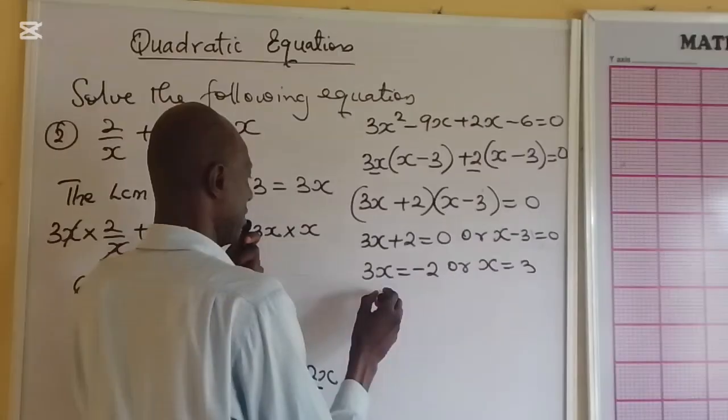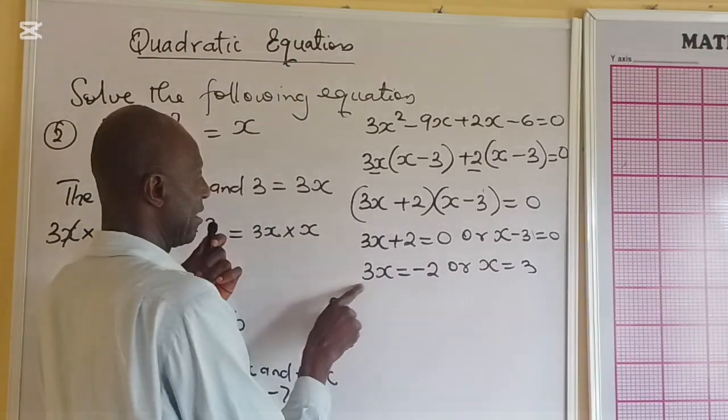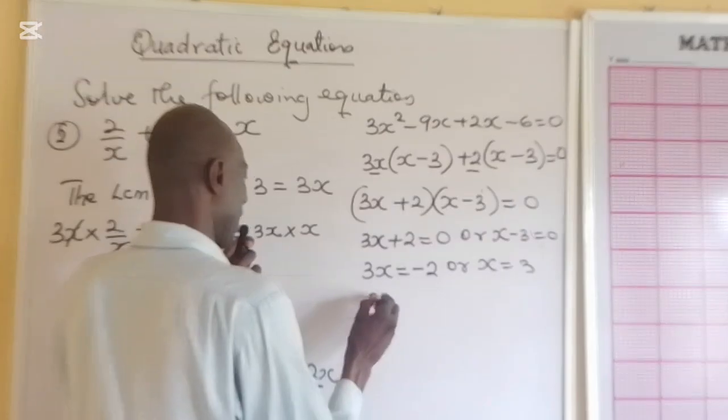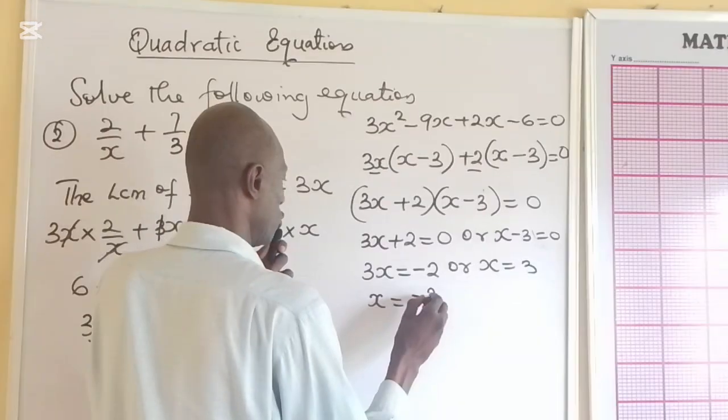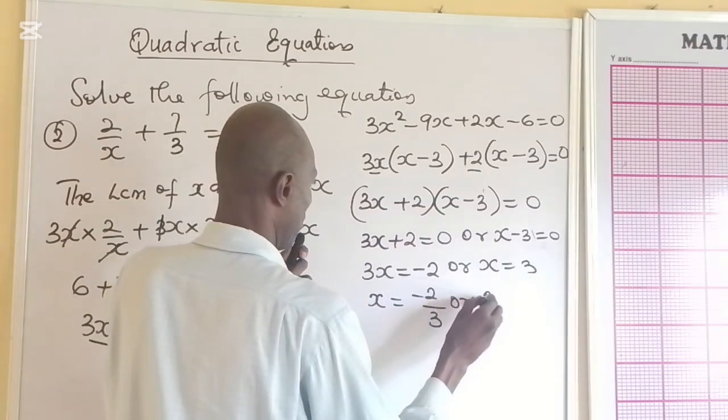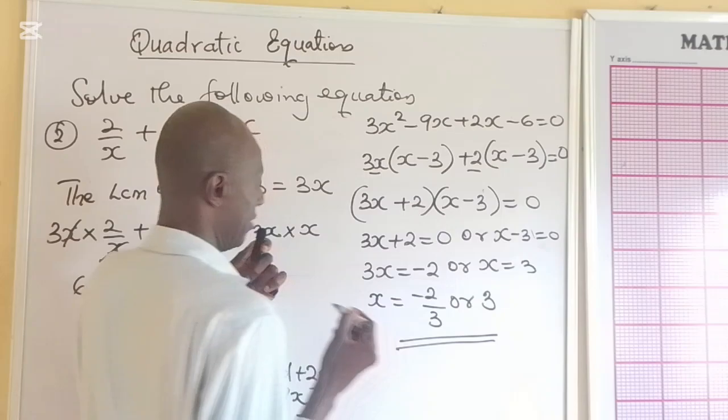Let's make x the subject of the formula by dividing both sides by the coefficient of x, which is 3. Therefore, x here will be minus 2 over 3, or 3. So this is the solution.